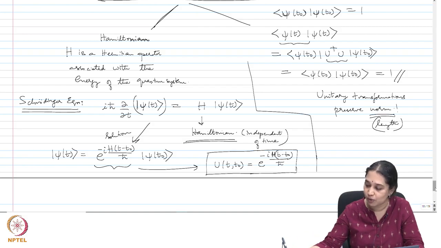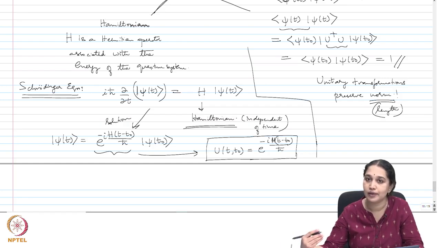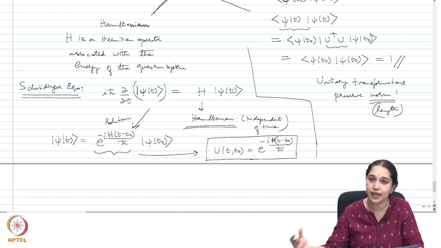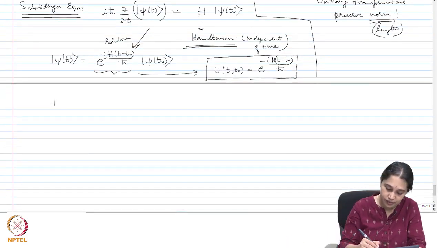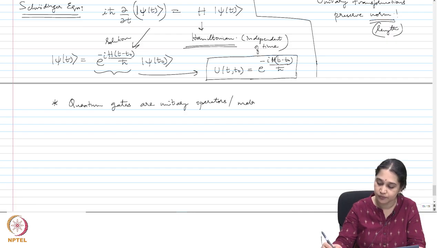The final point that I want to make here is these unitary transformations, which constitute time evolution, are indeed the bread and butter of quantum computation. They are the quantum gates that transform quantum states. So let us now get back to thinking about computation. So quantum gates are essentially unitary operators or unitary matrices.